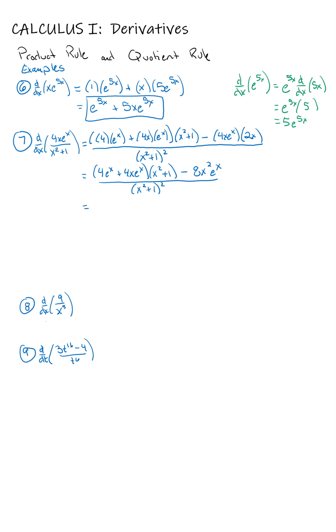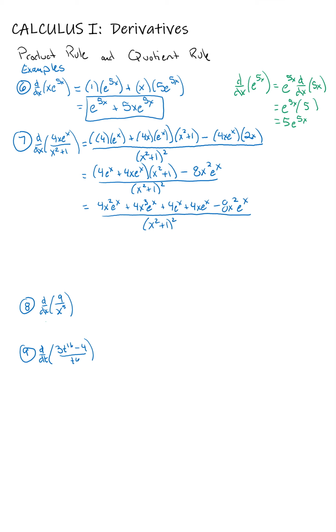All right, well let's go ahead and multiply those two binomials, see what we get. That gives us 4x squared e to the x plus 4x cubed e to the x. Again, you can multiply this in any order. Plus 4e to the x plus 4x e to the x minus 8x squared e to the x. Again, all over x squared plus 1 squared. Just take your time with that multiplication.